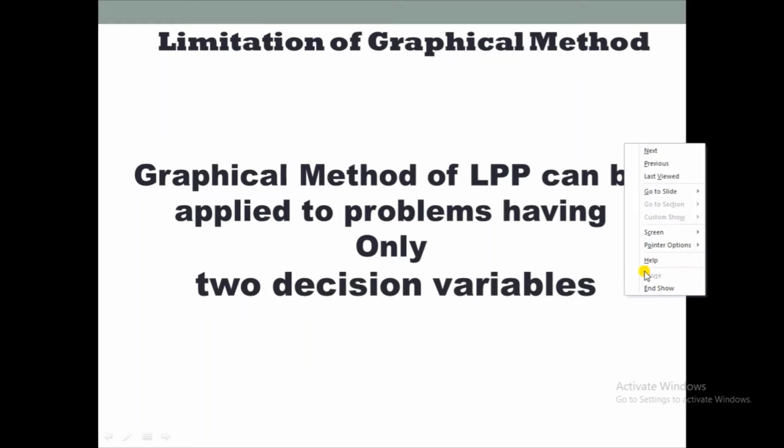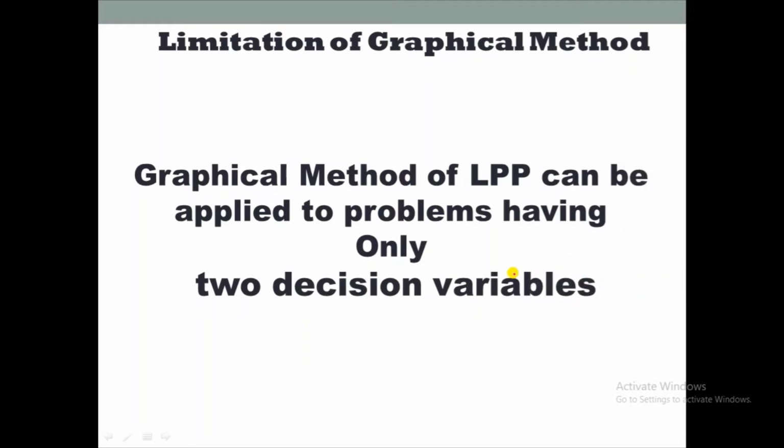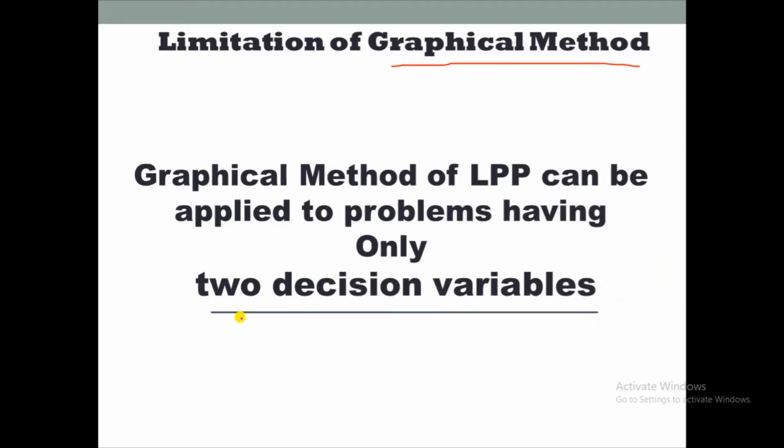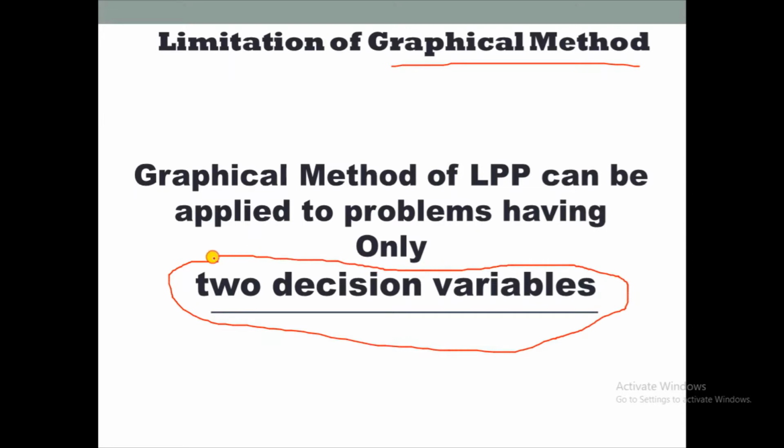So the reason behind using this particular graphical method is that it gives the solution in the shortest possible time. But the limitation is that this graphical method can only be used when there are only two decision variables. So this is the basic limitation: the method of graphical solution is only applicable when there are two decision variables.